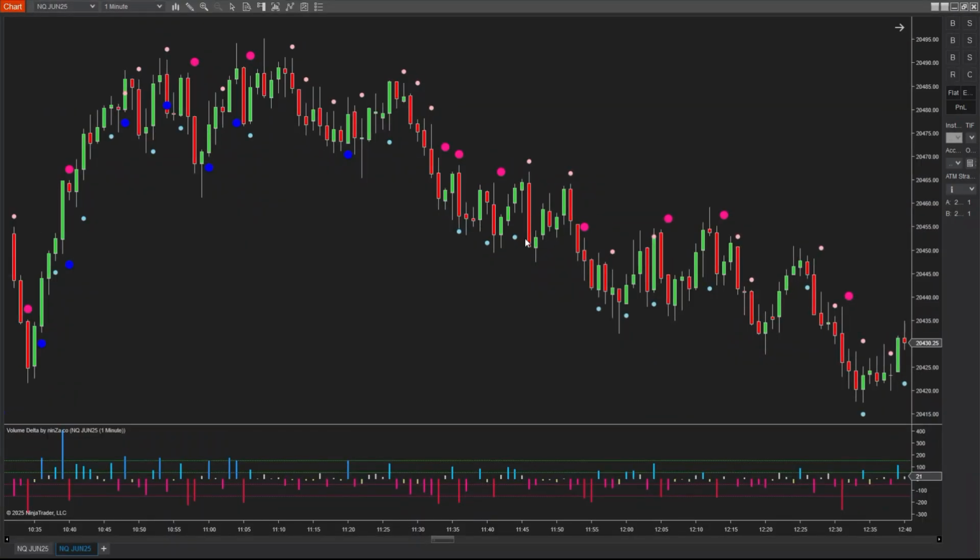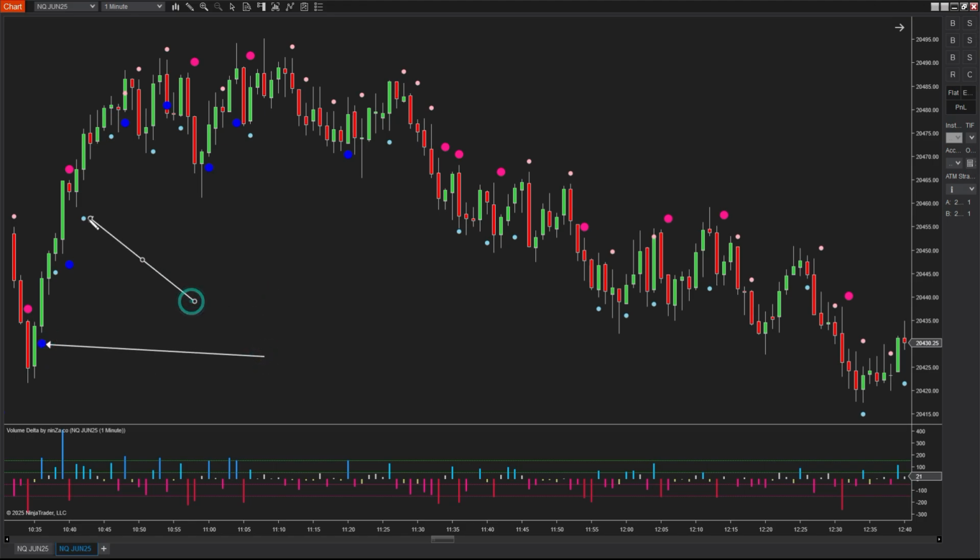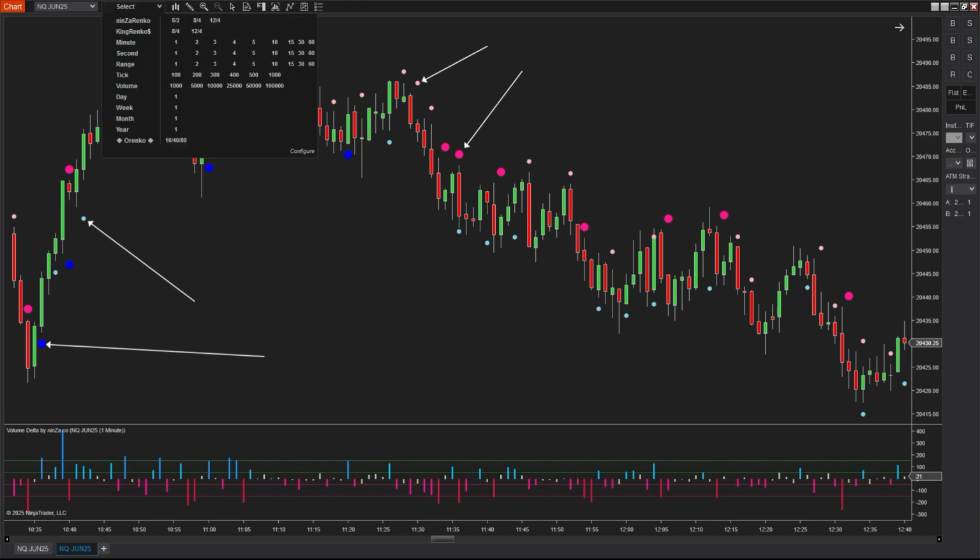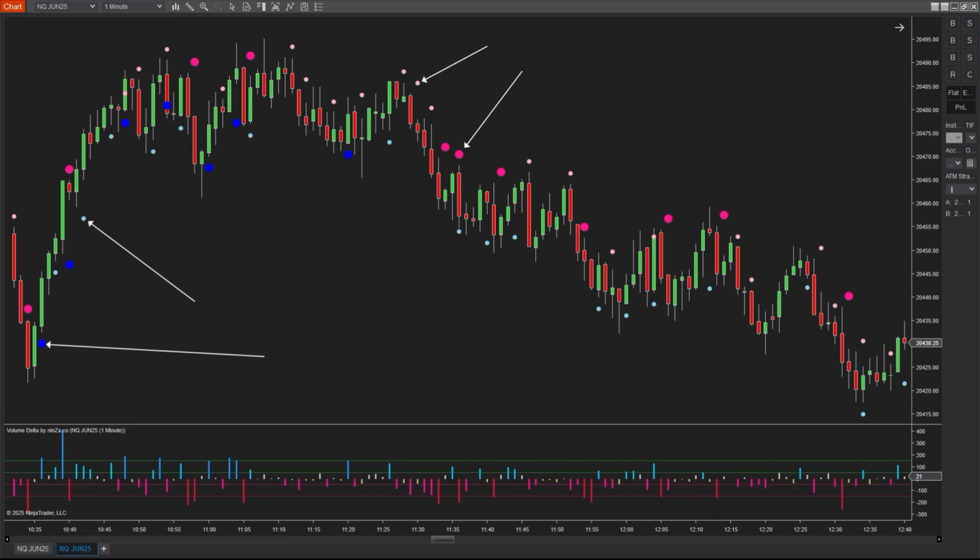Next, the special gift we have for you is the volume delta indicator. It's a simple yet highly effective tool that helps you quickly see which side is in control, the buyers or the sellers. Here's how it works. If a candle has strong buying volume, you'll see a dark green dot. If the buying volume is moderate, it'll be a light green dot. On the flip side, strong selling volume will show up as a dark pink dot, while weaker selling volume will be a light pink dot.